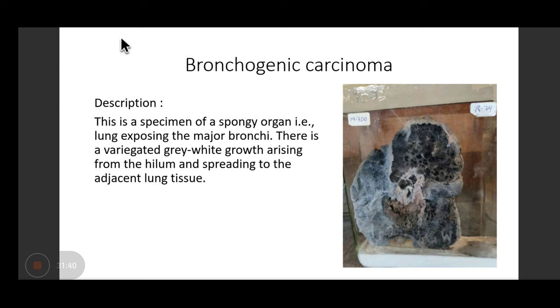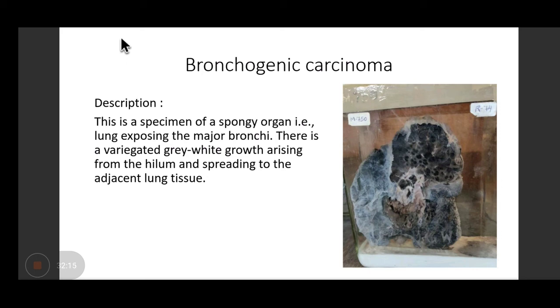Now, these are the most important ones. First, bronchogenic carcinoma, which is commonly asked in the exam. So please first describe the specimen, name the parent organ, then describe the pathology, and then come to the diagnosis. Describe the parent organ: it's a spongy organ, and you can see the major bronchi and the bronchus. So it's the specimen of a lung.